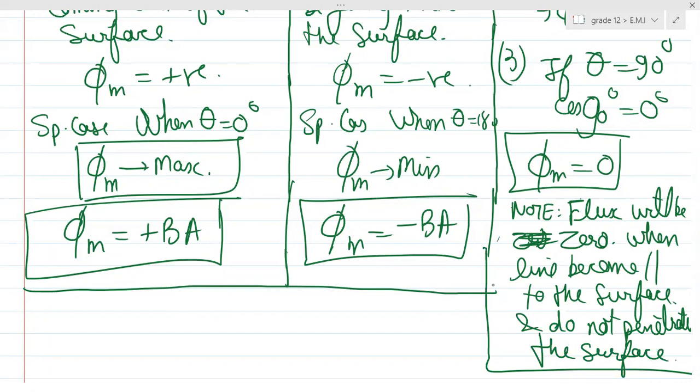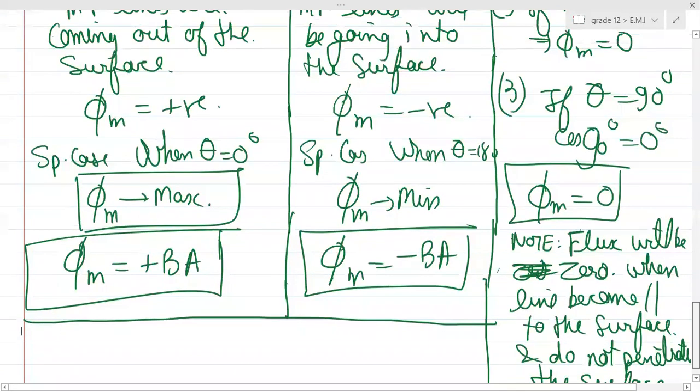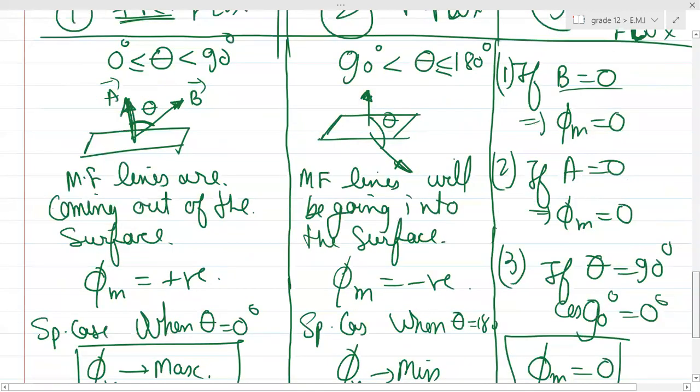Tell me to scroll up and down wherever required. So could you scroll up? Yeah.